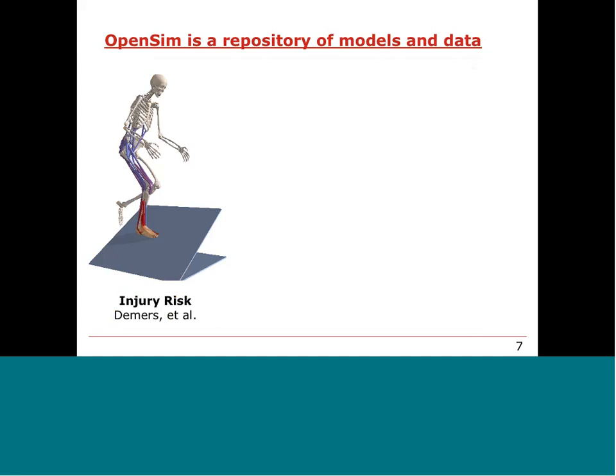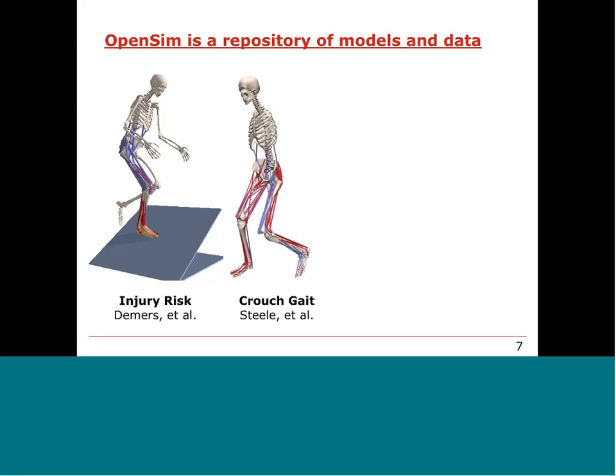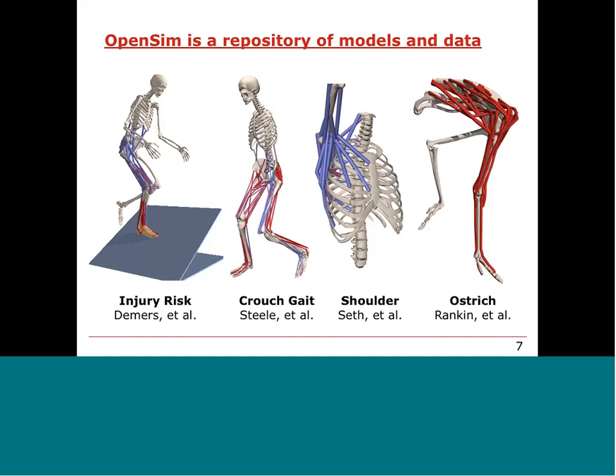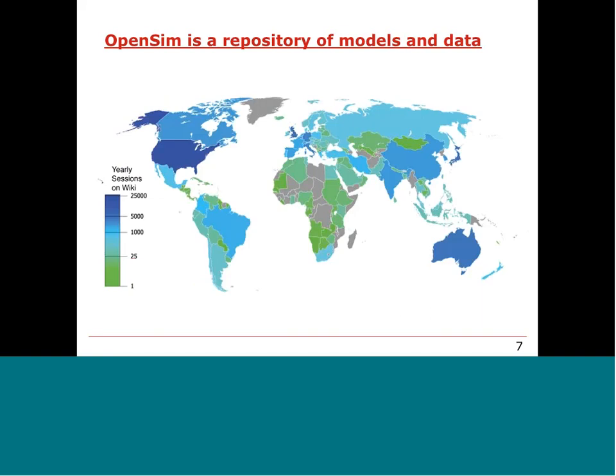For example, Matt Demir and colleagues created a model with a physiologically accurate model of the ankle and stretch reflex controllers to understand the role of reflexes in preventing ankle inversion injuries. Kat Steele and others have created models to simulate a crouch gait pattern in children with cerebral palsy. AJ Seth and Ricardo Matias and colleagues created a model of the shoulder with a physiological scapulothoracic joint that's fast and accurate compared to bone pin data. And you can also create animal models in OpenSim. So this is an ostrich developed by Jeff Rankin and colleagues, as the final example I'll show on this slide.